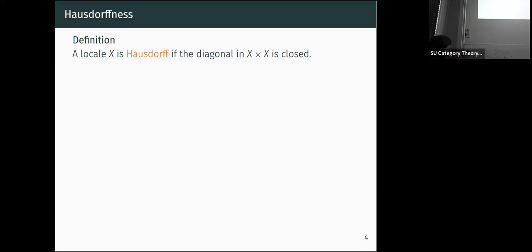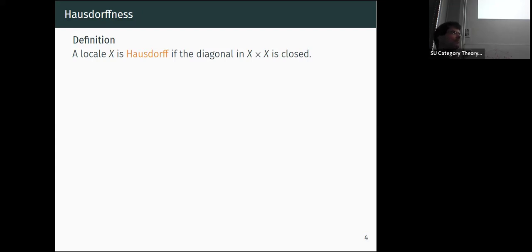Yeah, no, that's convincing. Okay. So this is the characterization of Hausdorff, and we just use the same characterization for locales. Sorry, what? Okay, I don't want to waste your time too much.